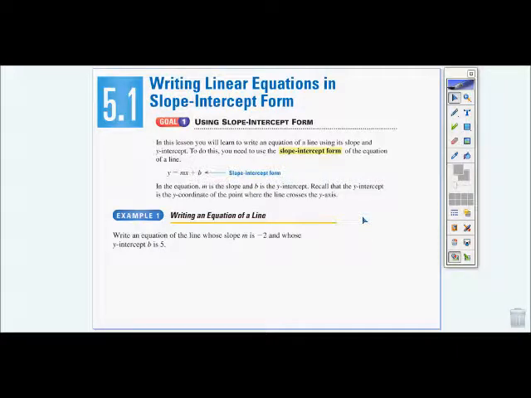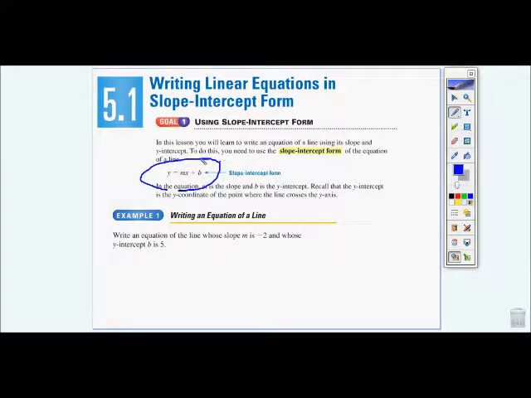Point one starts out with how to write a linear equation when we're given certain information and we want to write it in slope-intercept form. So in this lesson, you will learn to write an equation of a line using its slope and y-intercept. To do this, you need to use slope-intercept form of the equation of a line. So again, just as a review, slope-intercept form: y equals mx plus b.